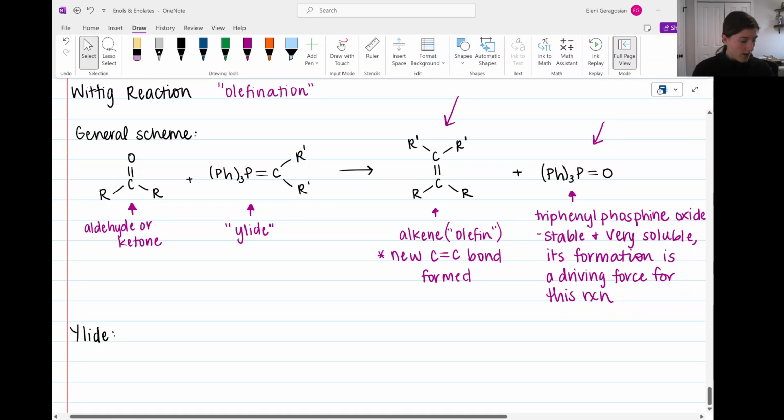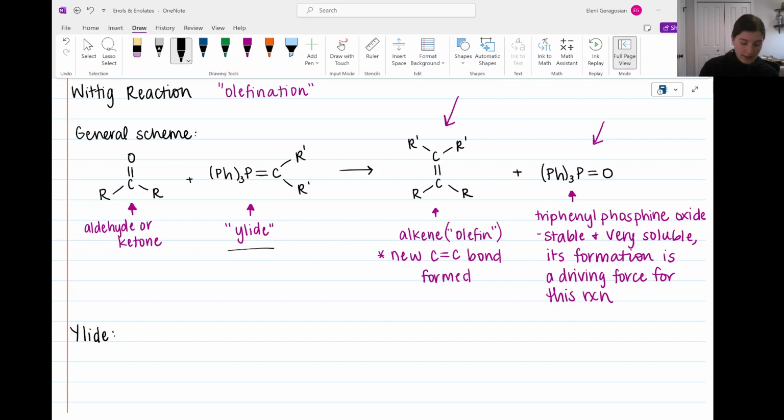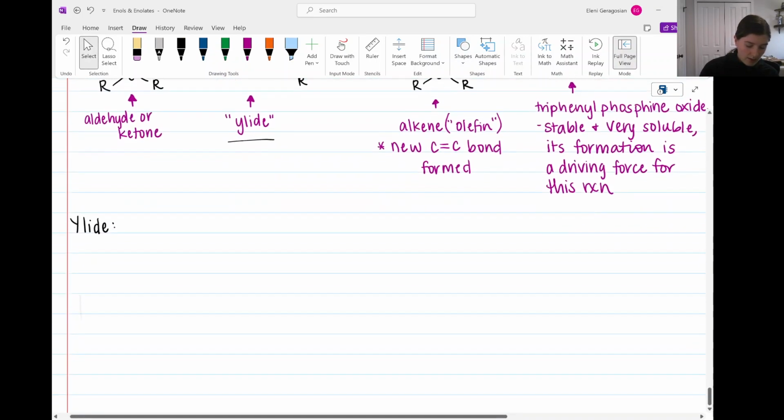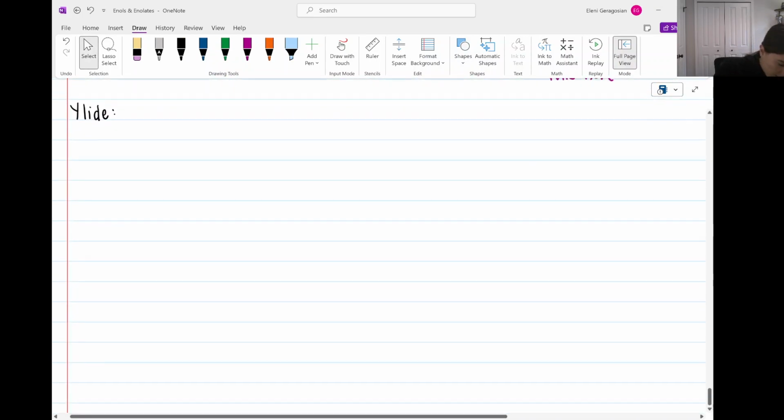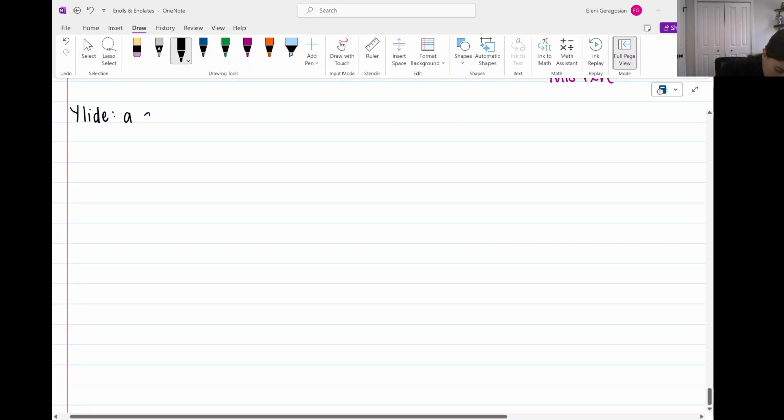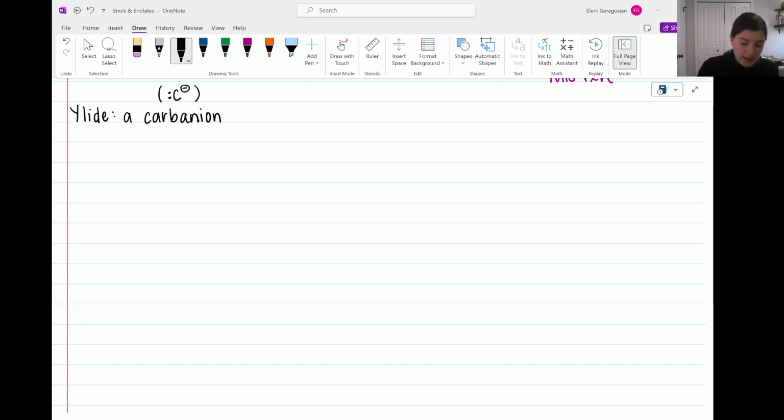So let's talk more about this ylide reagent here. This is new to us. An ylide is a carbanion. Remember, a carbanion is a carbon atom with a negative charge. That means it has a lone pair and 3 bonds. So this is a carbanion that is stabilized by resonance.